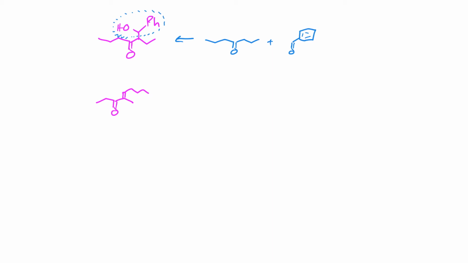Let's look at this other option. In this case, we see that there's some unsaturation. So we call this an alpha-beta unsaturated complex.